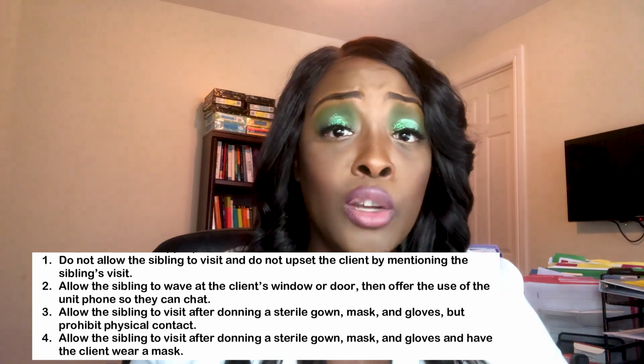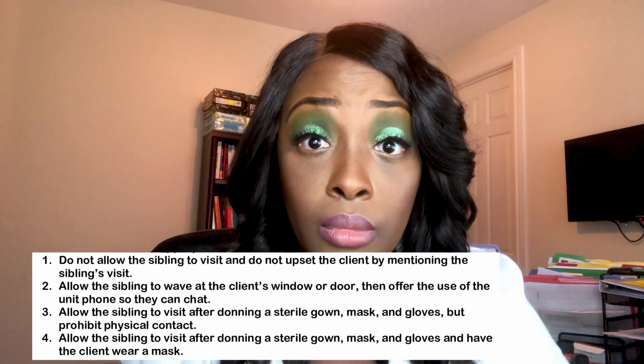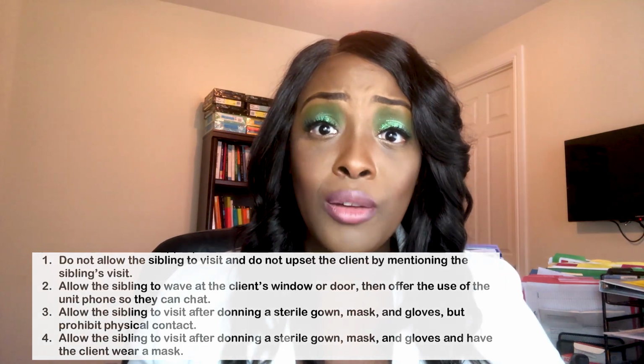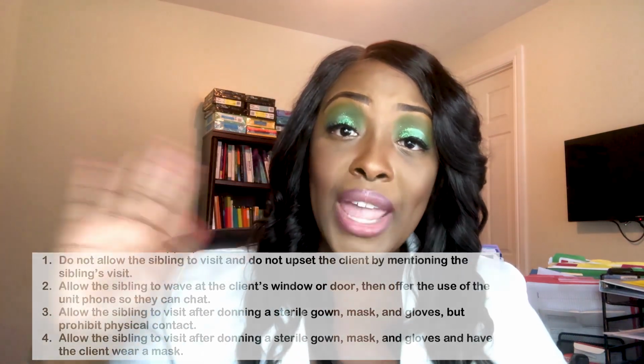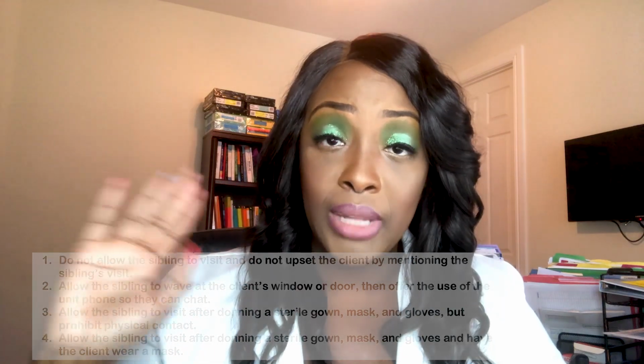So the brother that already is showing signs and symptoms of infection, we are not going to let him into the room. But the patient still needs that family support, right? So we're going to allow the brother to wave at his sibling through the window and offer phones so they can communicate while they're looking at each other, okay?